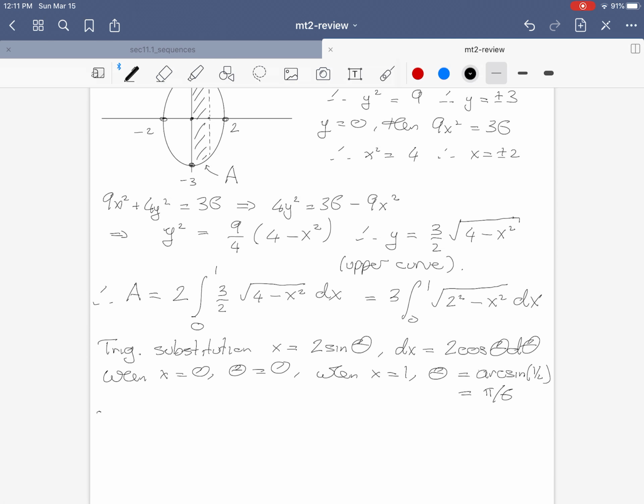So our area becomes 3 times by the integral from 0 to pi by 6 of the square root of 2 squared minus 2 squared sine squared theta, times by 2 cos theta d theta.